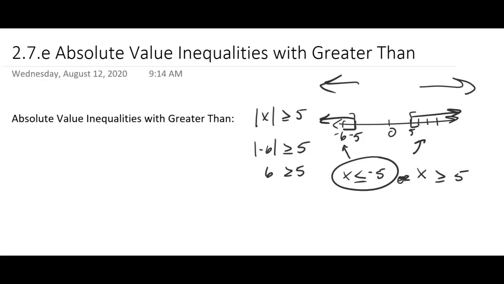If you write that in interval notation, it would be from negative infinity up to negative 5 with a bracket, union, bracket 5 to infinity. Now we're going to do some examples so you'll see this, but that's what it is.